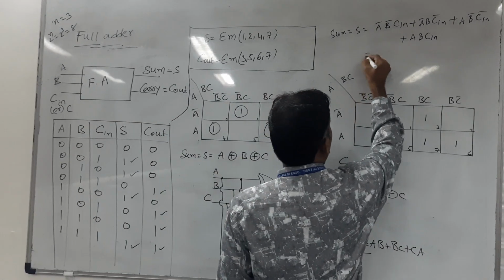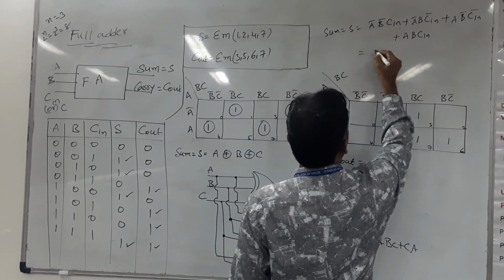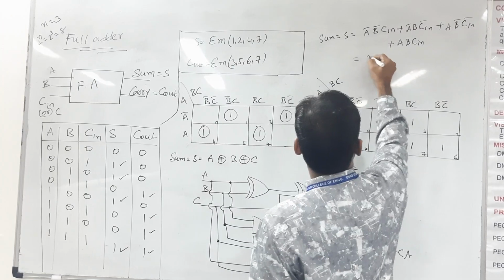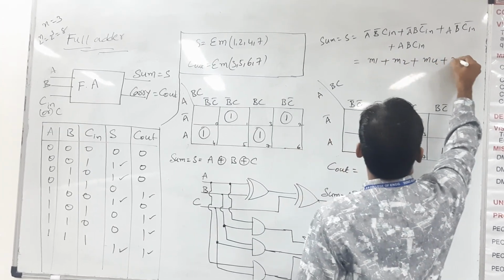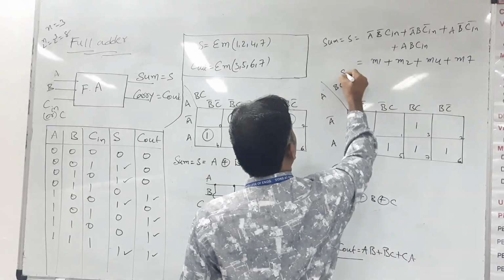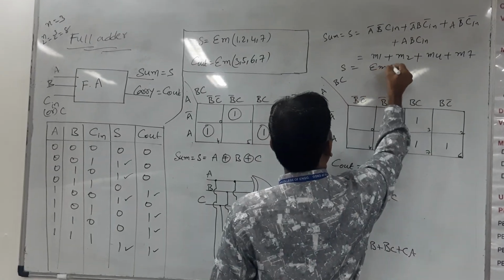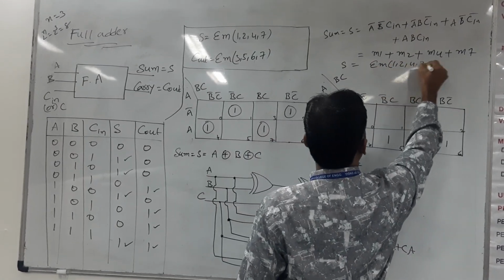You can write it in short form in the minterm form as: the first one is M1, the next one is M2, the next one is M4, and the next one is M7. This can also be written as sigma M of 1, 2, 4, 7.